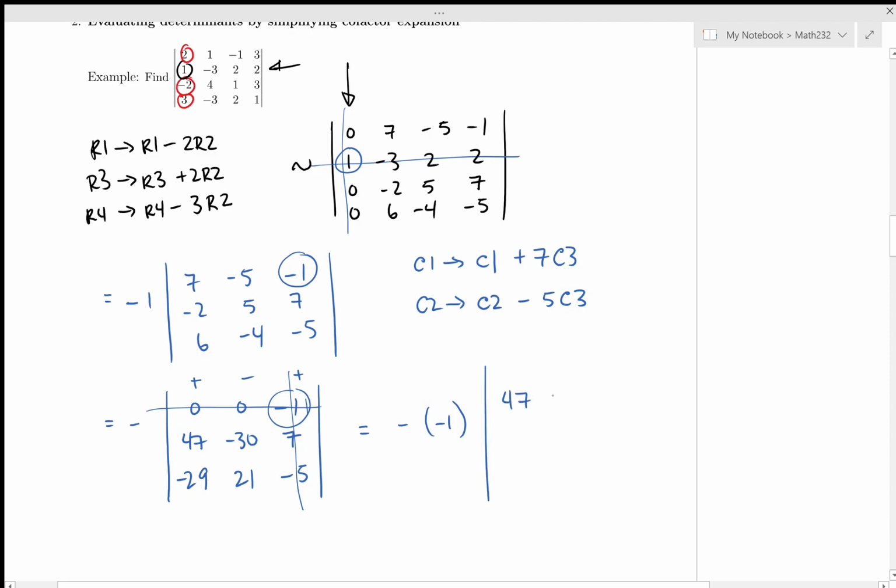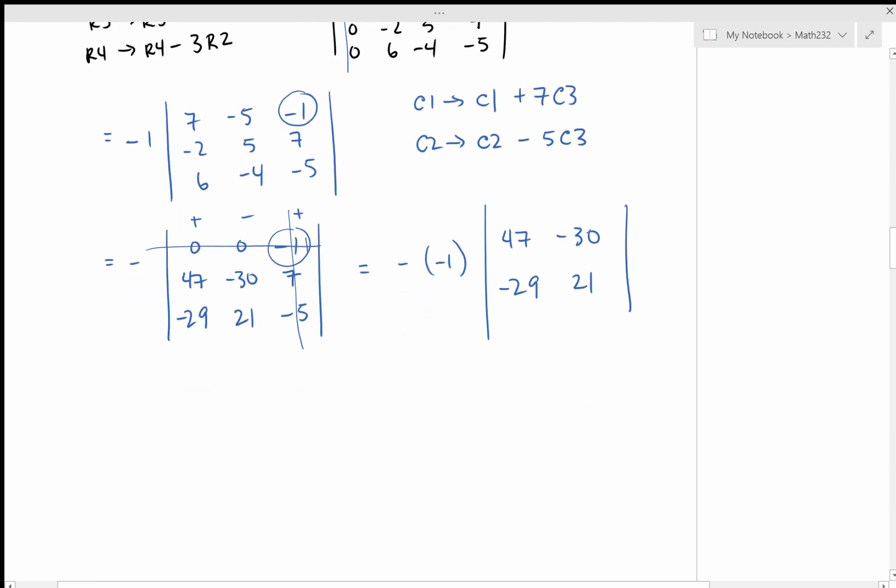I'm mercifully down to the 2 by 2 matrix, which I can now compute the determinant of, and that minus sign, these two things cancel, and so I am left here with 47 times 21 minus 30 times minus 29, and that, folks, comes out to 117.